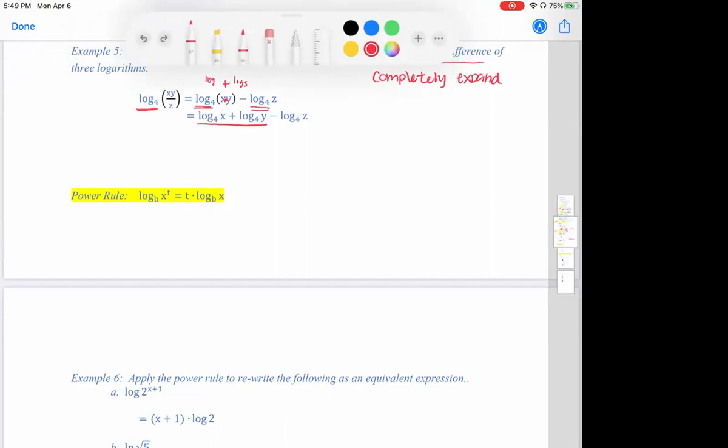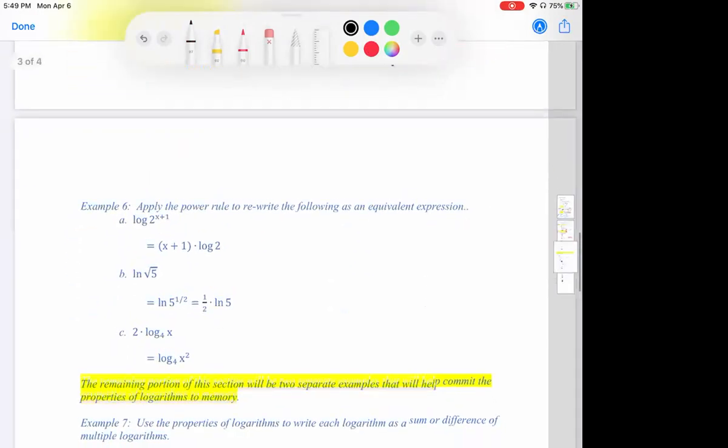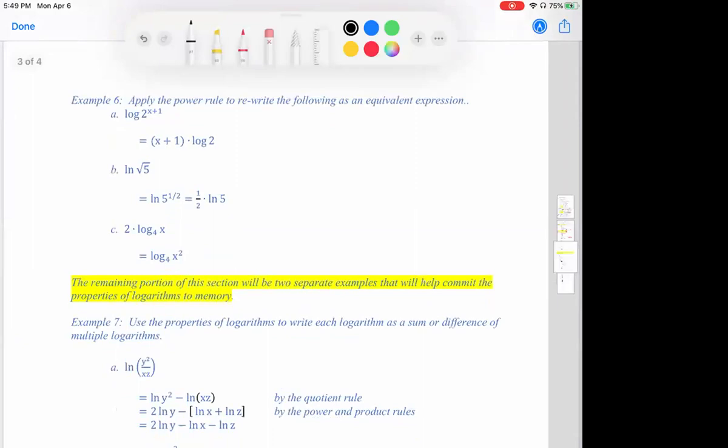So maybe I'll leave that little drawing there. You can take your exponent and move it forward. So exponent can be multiplication, if that helps. All right, take a look at example 6.